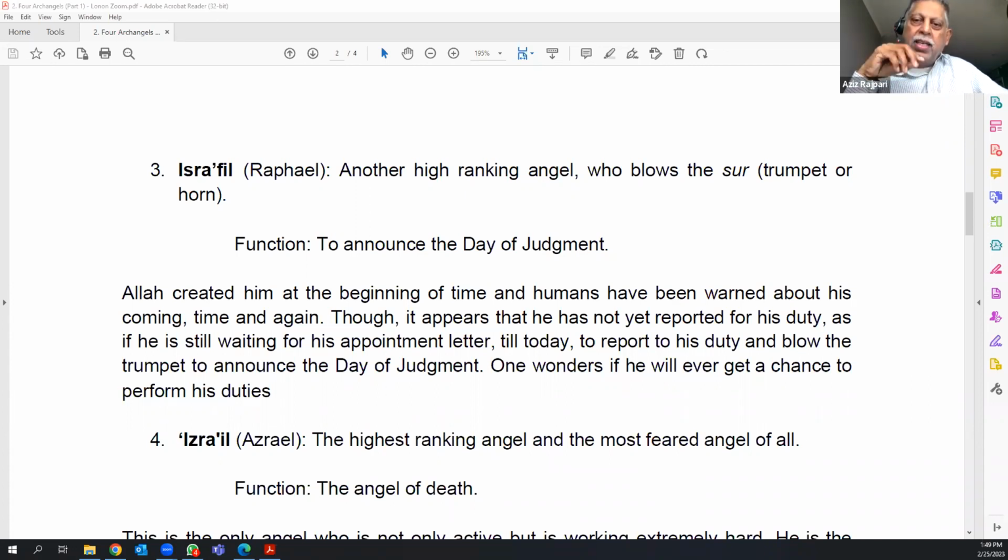And about this, in all the books, every single prophet, every single book has warned us about this angel. The warning for this angel has been there from day one, from a long time. Now let's go into further detail. See what we're going to do with this angel. Though it appears that he has not yet reported for his duty, as if he is still waiting for his appointment letter till today.